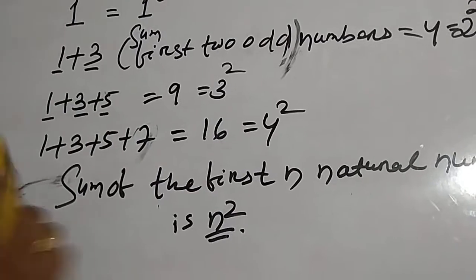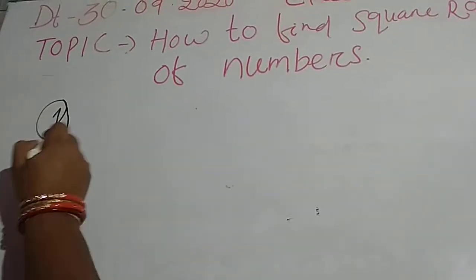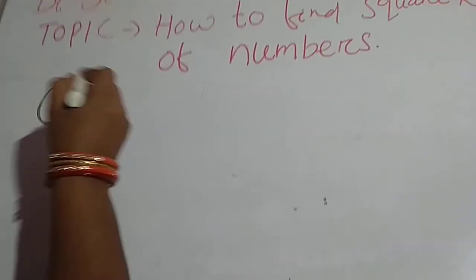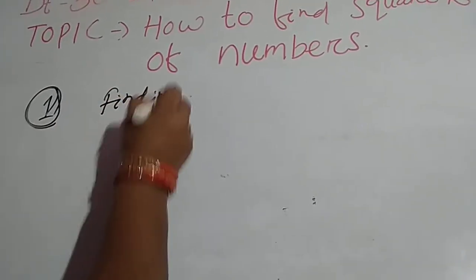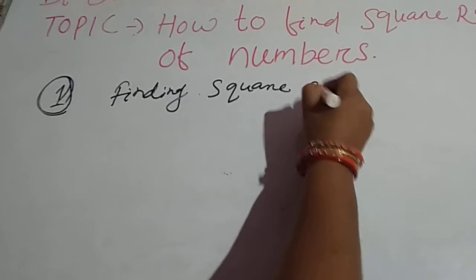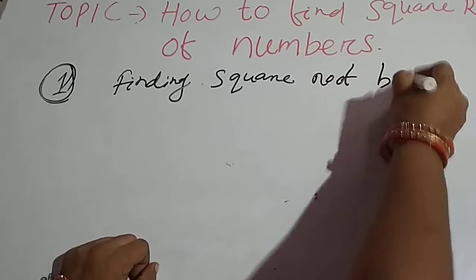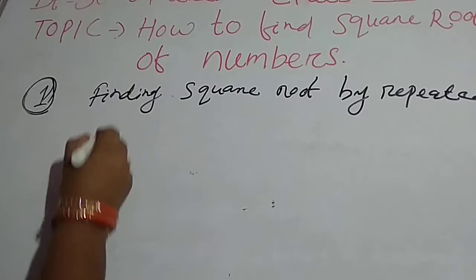So we get the square root of the number. Suppose our first topic is how to find the square root of a number. So our first process is the repeated subtraction process. Finding square root by repeated subtraction.